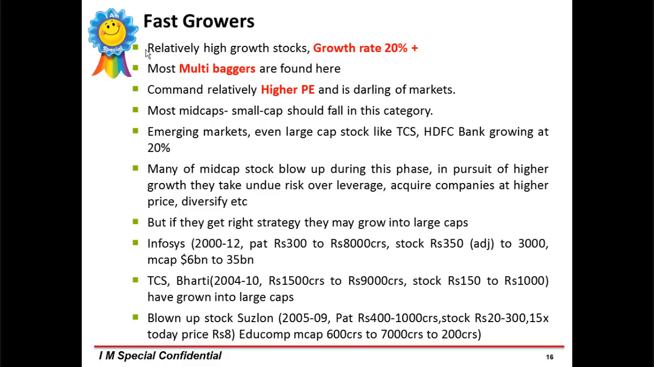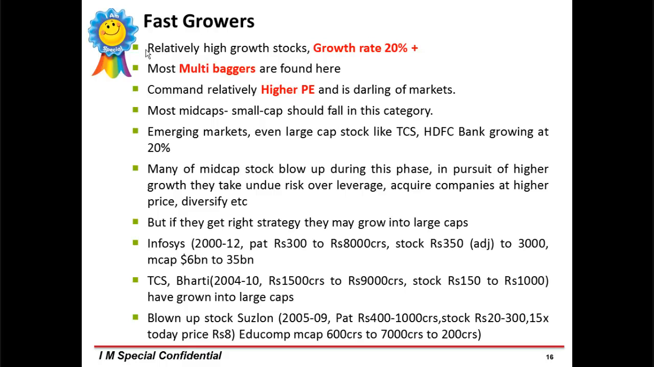Similarly, TCS and Bharti have been multi-baggers. Bharti, for example, in 2004 had a profit of 1500 crores. This went to 9000 crores in 2010. Similarly, the stock has given a return from 150 to 1000. This is before bonus. Today I think the price is 360, but this is bonus adjusted. So 150 to 1000 return is almost 6 times.